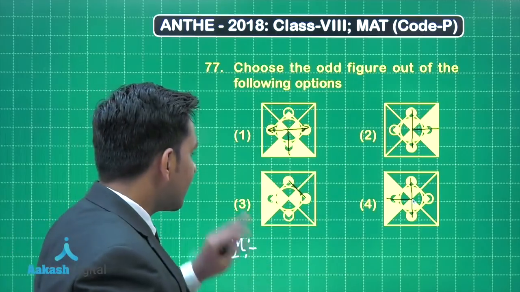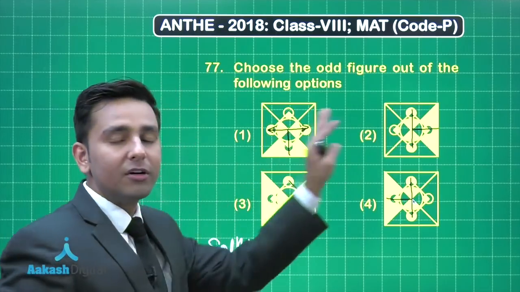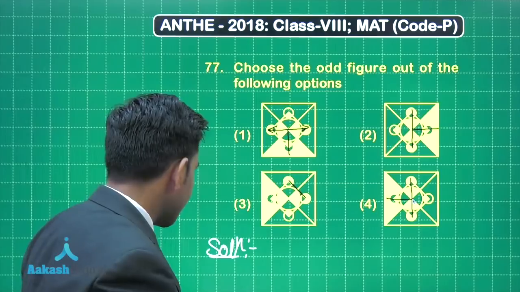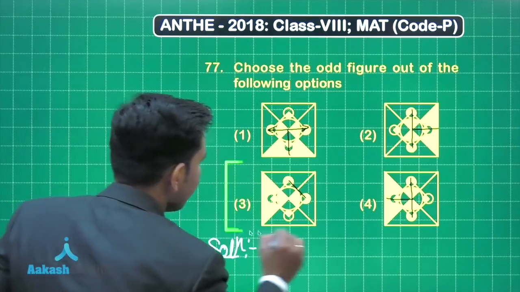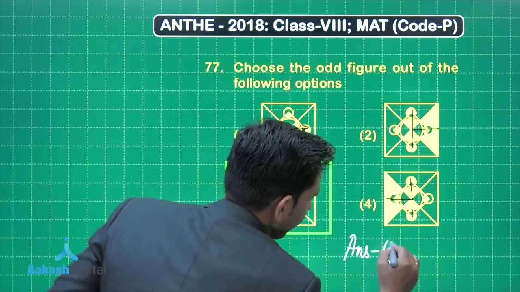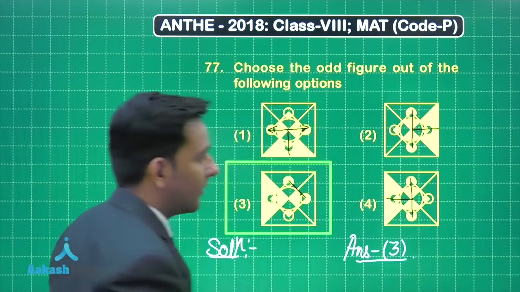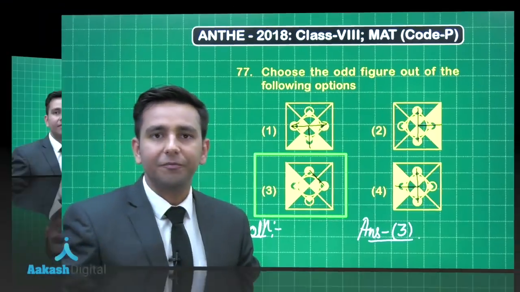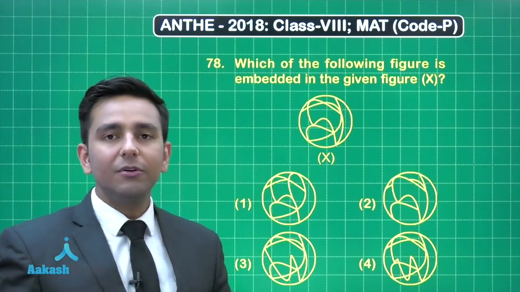So here we are finding the third option is different from the remaining three. So that's why this one is the odd one out from the given options. So the answer for this question is option number 3. Now let's discuss the next question. Now let's solve question number 78.